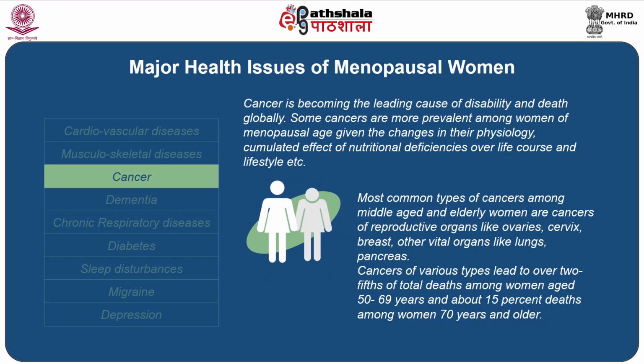Most common types of cancers among the middle-aged and the elderly women are the cancers of the reproductive organs, like cancers of ovaries, cervix, breast, and other vital organs like lungs and the pancreas. Cancers of various types lead to over 2/5 of the total deaths among women aged 50 to 69 years and about 15% deaths among the women 70 years and older.